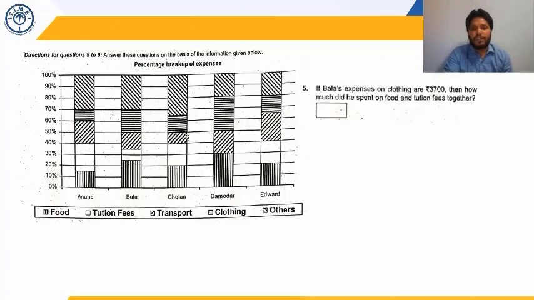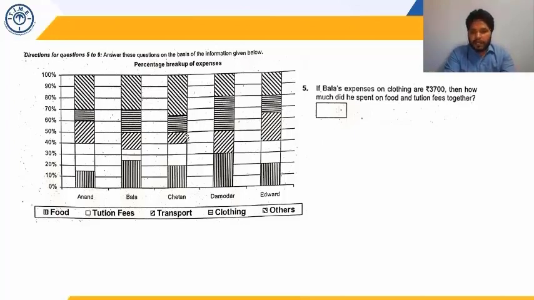Let's move on to the first question, which is: if Bala's expenses on clothing are rupees 3700, then how much did he spend on food and tuition fees together? Bala's expenses are given. Let's see how they are divided. Bala spends 25% on food, 25 to 35, which is 10%, on tuition fees, 35 to 50, 15% on transport, 50 to 70, 20% on clothing, and 70 to 100, which is 30% on others.